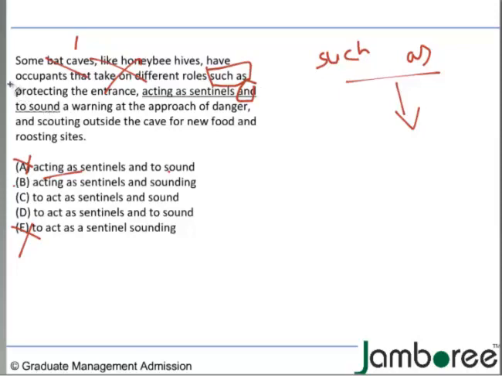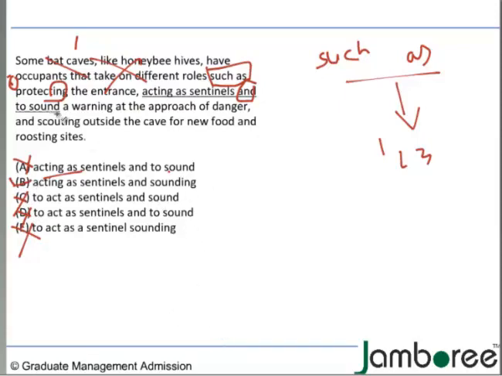Such as protecting, so this is one thing. Now such as is giving examples, right? One, two, three examples it will be giving. The first thing is protecting. The second thing is, the moment you see ing in the non-underlined portion, you can directly eliminate everything that does not have the ing. So you are left with B. You didn't even have to read as much as you did.